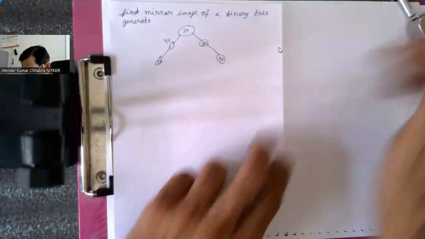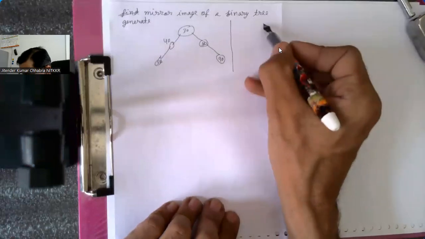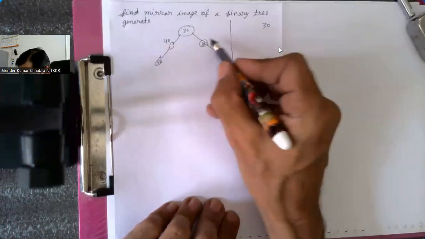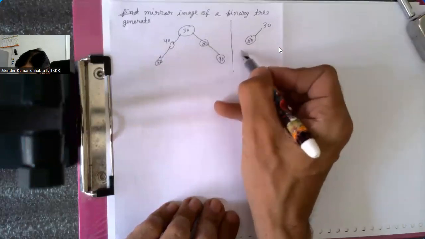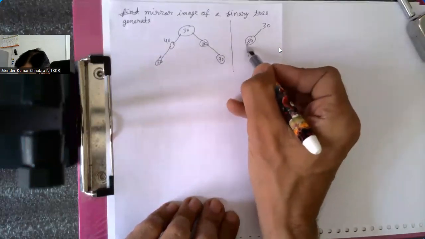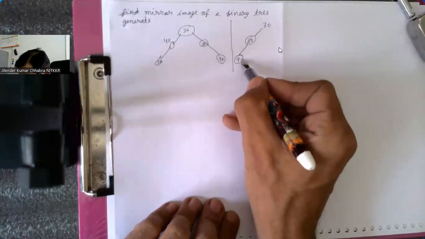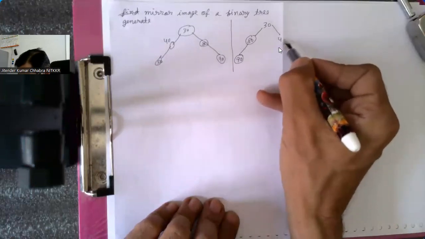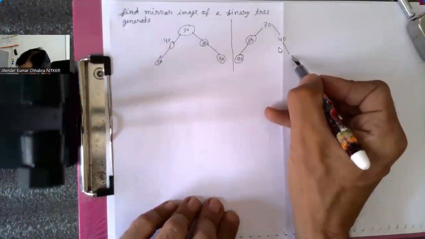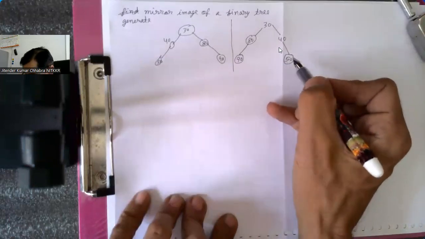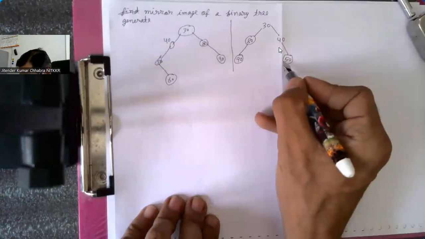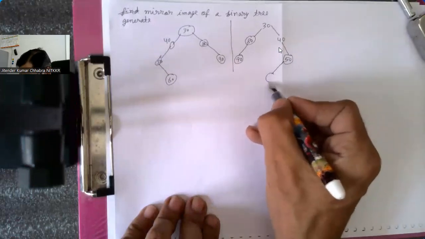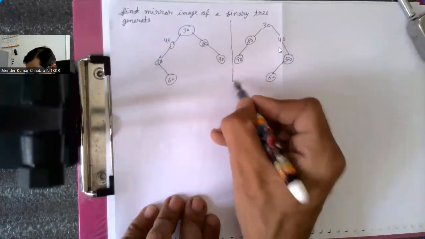then its mirror image means effectively this will become 30, and 80 will become its left child. Earlier 90 was 80's right child, but now 90 will become its left child. 40 will become its right child. 40's node will become 50 as a right child. 50 had, let's say, a right child 60. So 50's left child will now become 60, and like that.